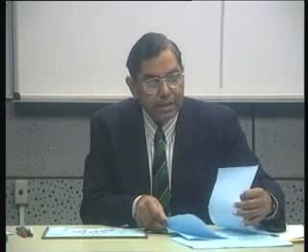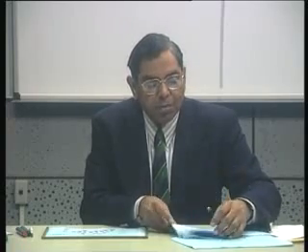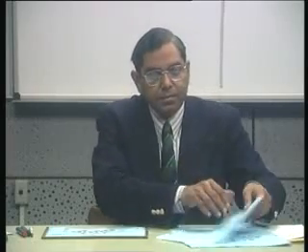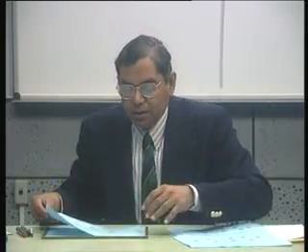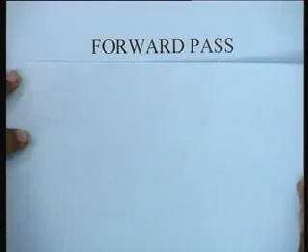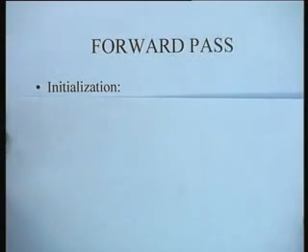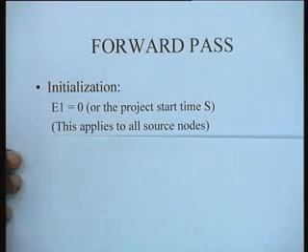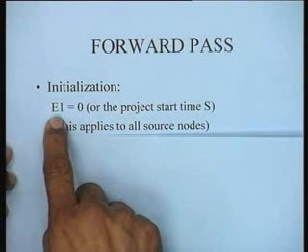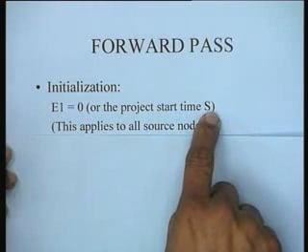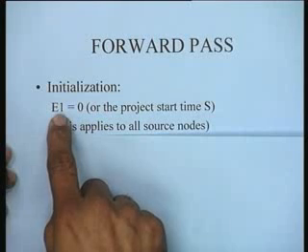Now, looking at this particular problem, what we are going to do is an event oriented algorithm for determining the critical path. Basically, in any network we do what is known as a forward pass, and the forward pass consists of essentially one initialization step. The initialization step simply says that the earliest occurrence time of the first node is equal to 0, or it is equal to the project start time s. So this is the initialization time of the project.